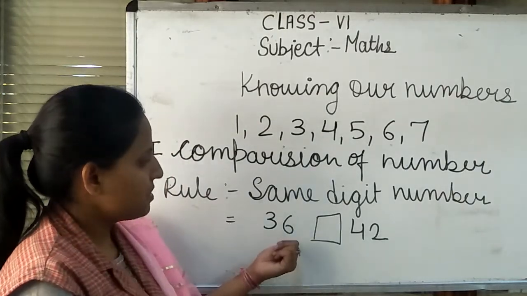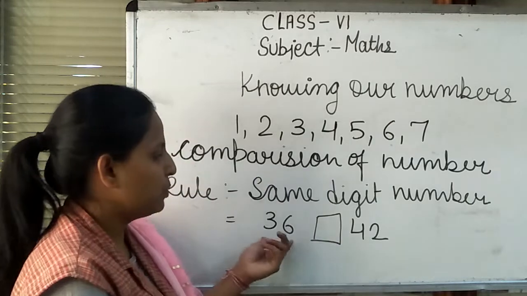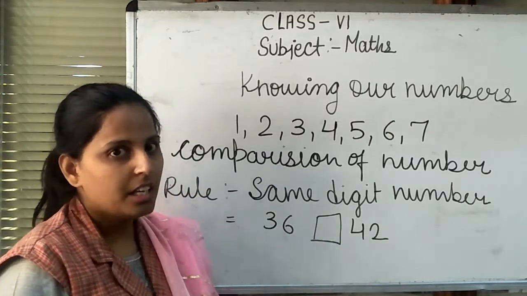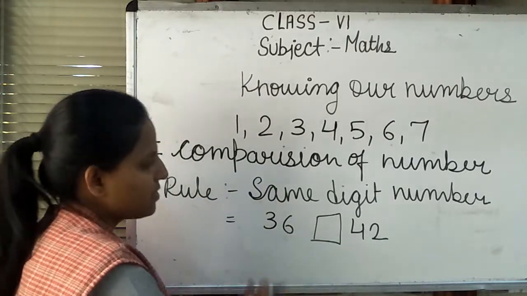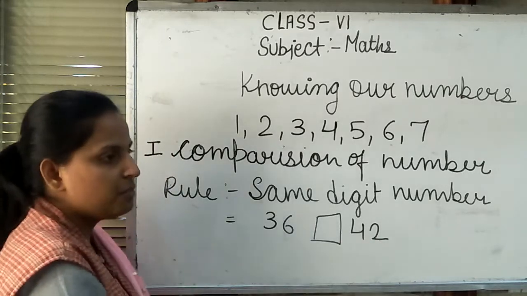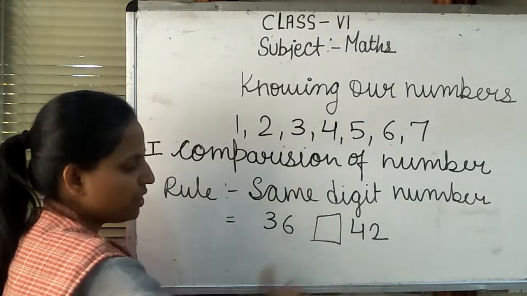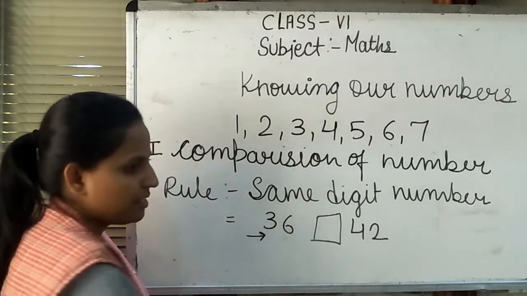So 36 and 42, how to compare? Both are 2 digit numbers. So the 3 and 6, and 4 and 2, we compare from the left hand side of the number.